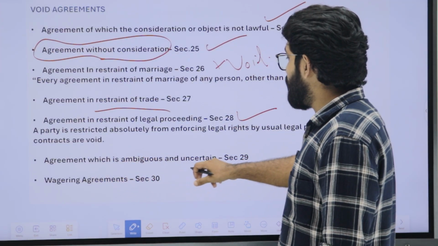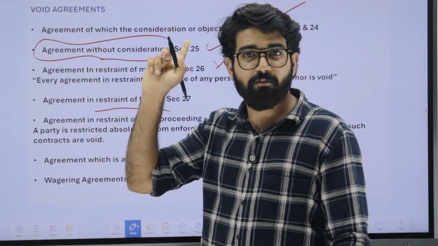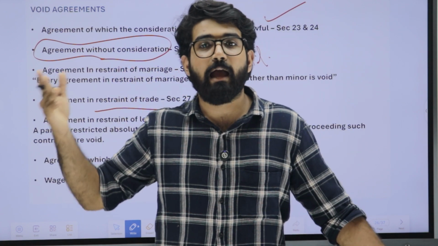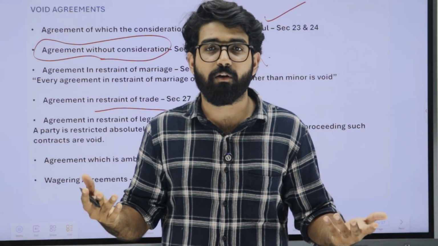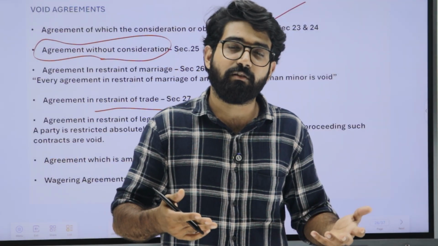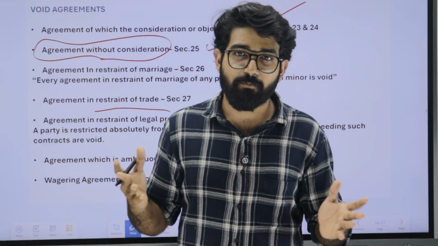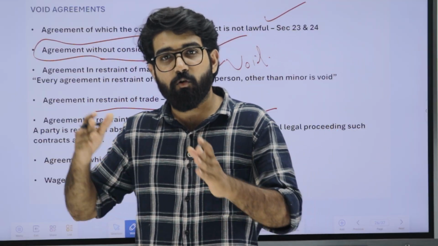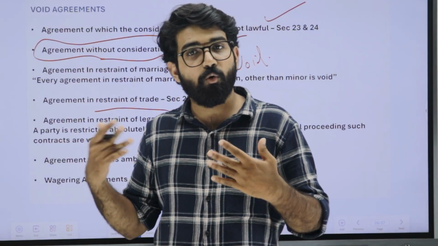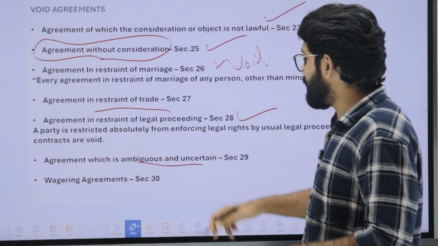Agreement which is ambiguous and uncertain. We have learned about this in the offer itself, right? You cannot make a contract in ambiguous terms, which is not stating at what amount you are buying, or a contract which is not stating what you are selling. The contract should be certain and definite. You should have the offered price, the buying price, and the thing that is sold. Everything should be proper in a contract. It cannot be ambiguous and uncertain.